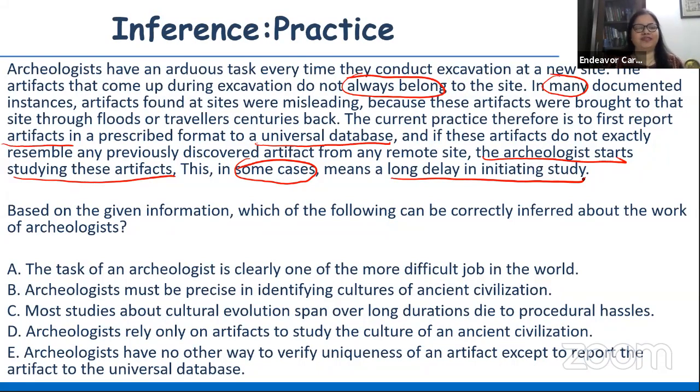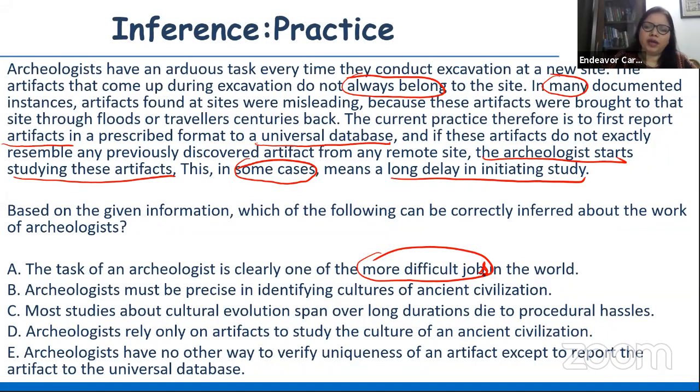So what can you correctly infer? The task of an archaeologist is clearly one of the more difficult jobs in the world. One of the more difficult jobs in the world. Where do I have the other jobs mentioned here? So how can I establish a comparison and say, look, this is one of the more difficult jobs? The other jobs are not talked about. So how do I bring this comparison? Eliminate it. Archaeologists must be precise in identifying cultures of ancient civilization. They are expected to be precise. We'll just park this for now.